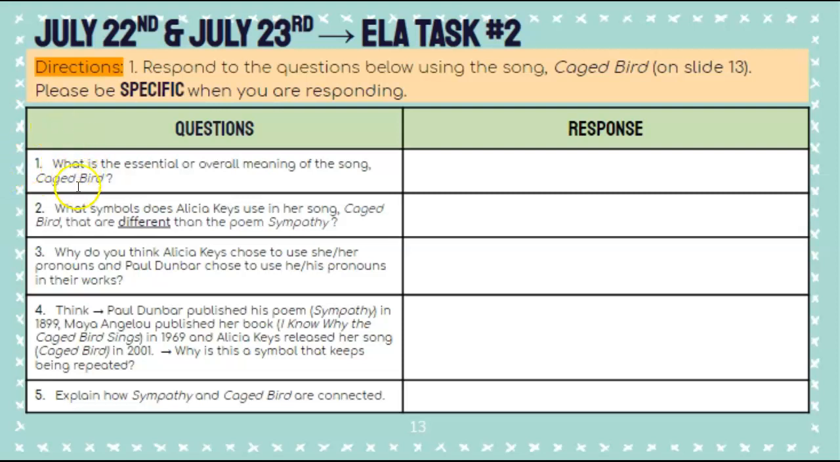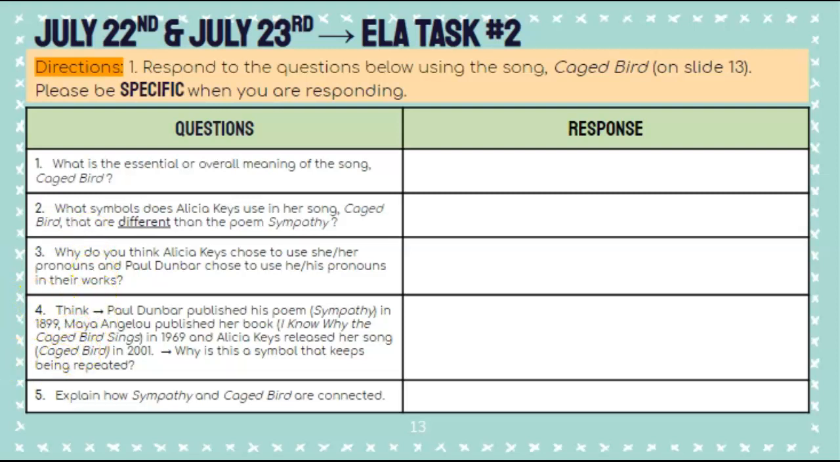First question, what's the essential or overall meaning of the song? 2, what symbols does Alicia Keys use in her song Caged Bird that are different than the poem Sympathy? So I don't want you to tell me they both talked about birds. I want you to tell me what Alicia Keys used that's different. 3, why do you think Alicia Keys chose to use she, her pronouns and Paul Dunbar chose to use he, his pronouns in their works?